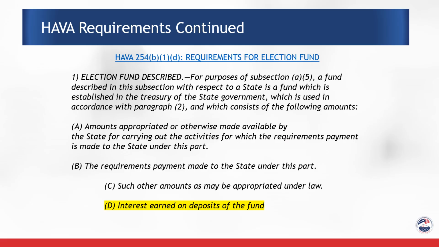So in 254B, subsection 1D, the election fund is described. It's for purposes as described where you establish with your state treasury or government and you use the grant in accordance with the following amounts. So more specifically, when you drill down into HAVA, you'll see that in that D line, interest earned on the deposits of fund is noted and clarified. So what this means is that the HAVA statute clearly identifies that when you receive advanced federal funding from us in HAVA, we are asking you to create the election fund, which is an account within your bank that earns interest on the deposit of the fund.